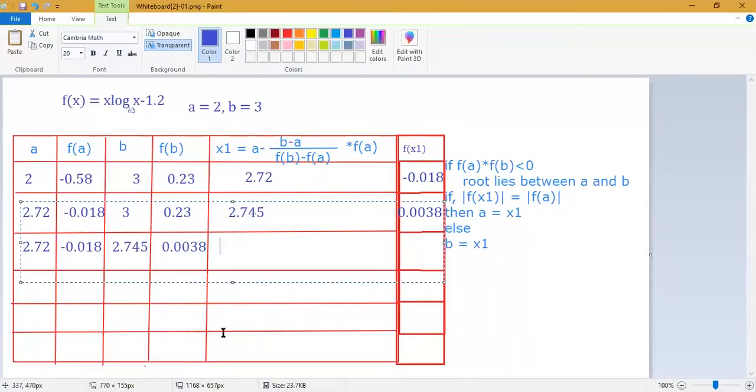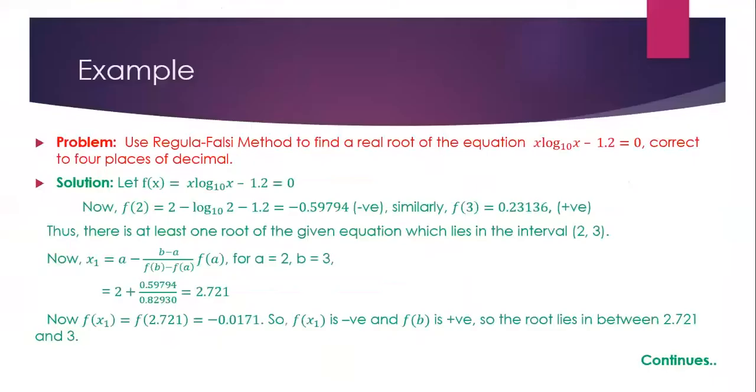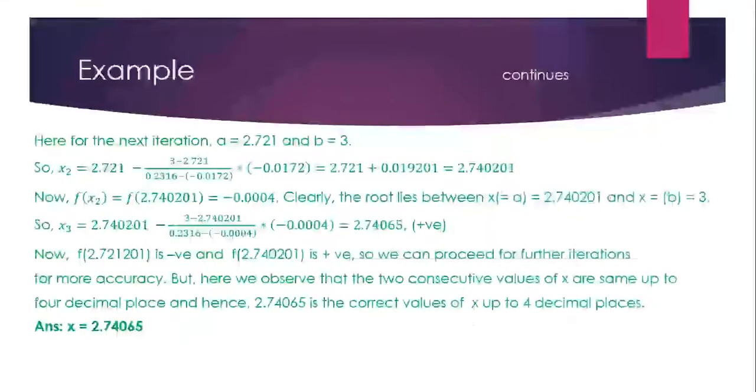I will show you how this grows, and how the exact computation looks when you complete it. There you go. x1 is equal to 2.721 at the first test. So fx1 is negative, and if fb is positive, then you go this way. You have x2 equal to 2.74, and x3 you will again get 2.74065.